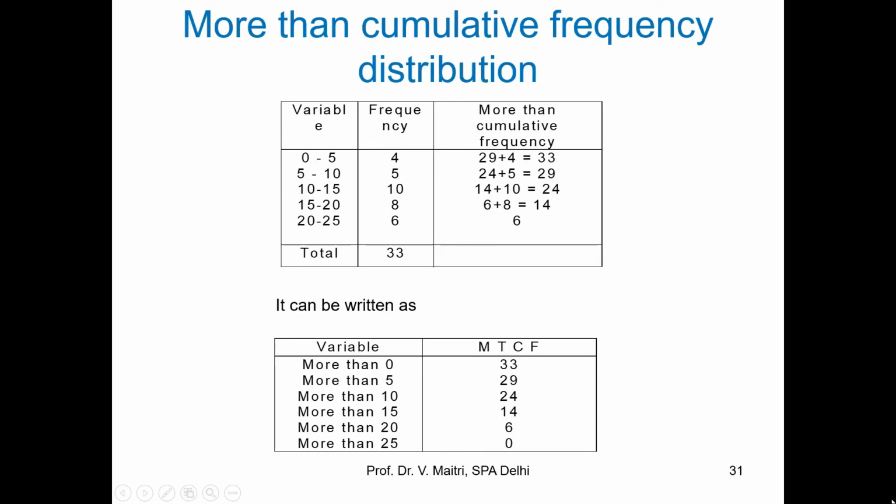Similarly, for more than cumulative frequency, we start from the bottom: 6, then 6 plus 8, 14, then 14 plus 10, 24, then 24 plus 5, 29, then 29 plus 5, 33. So we write more than 0, everybody, 33. More than 5, 29. More than 10, 24. More than 15, 14. More than 20, 6, and more than 25, nobody, 0. So this is how we can create the cumulative frequency table.